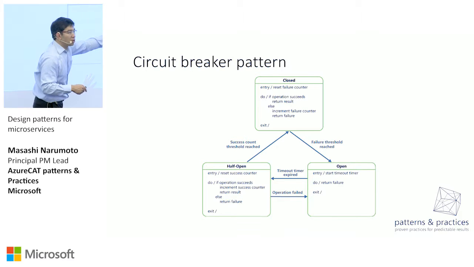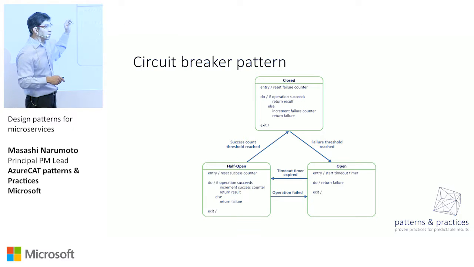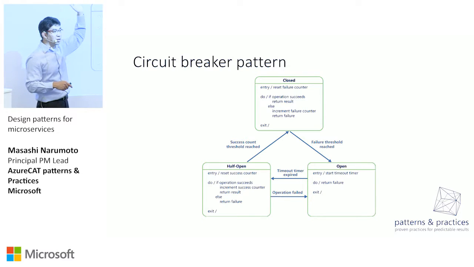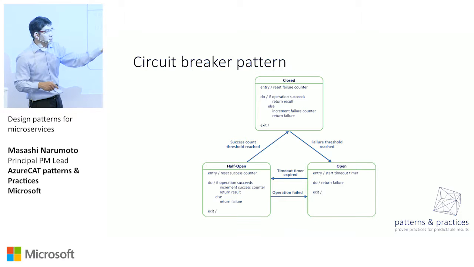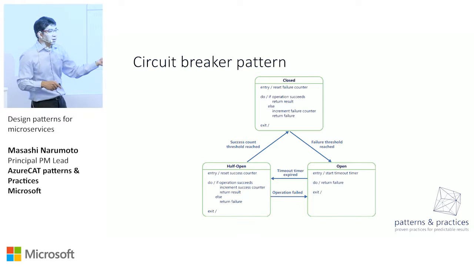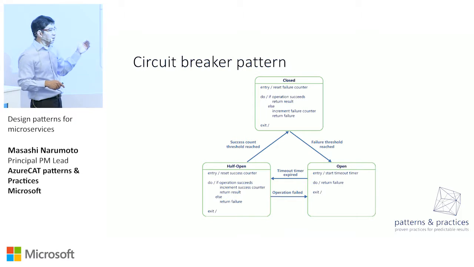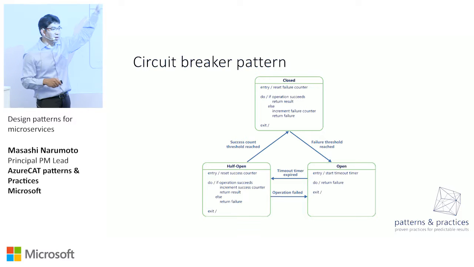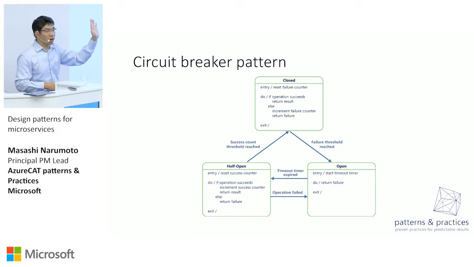But in this state, you are checking the remote service by letting some percentage of the requests go through. Let's say 10%, right? 100 requests come in, only 10 go through to that service just for checking. And if those 10 requests succeed, you can now think that, oh, this guy may be recovering from the failure, right? Then let's go back to the closed state and let all the requests go through to that service. That's how the circuit breaker works.